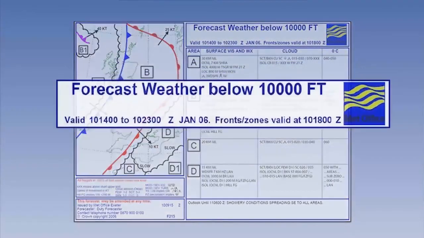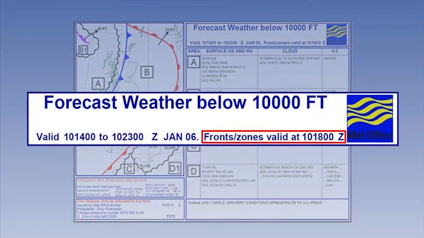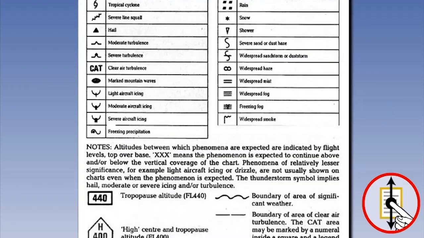The time at which this forecast map is valid is clearly displayed beneath the title of the chart. In our example, we have a chart map which is valid on the 10th of January at 1800 Zulu. The chart uses standard weather symbols, many of which you may be familiar with. Shown here is a list of codes and symbols. It might be worth spending time looking through the chart and committing some of the symbols and codes to memory.